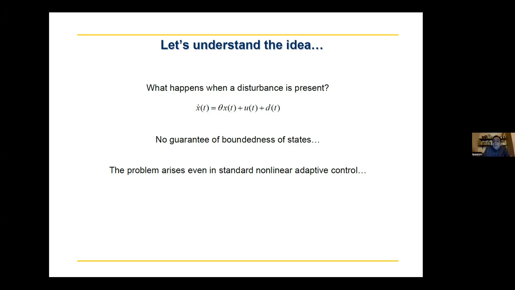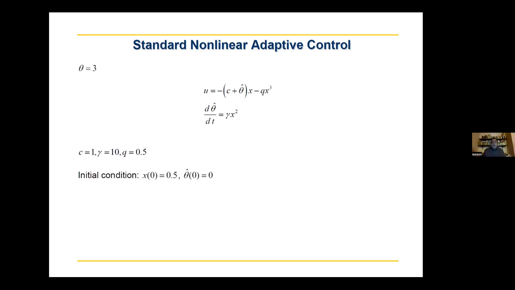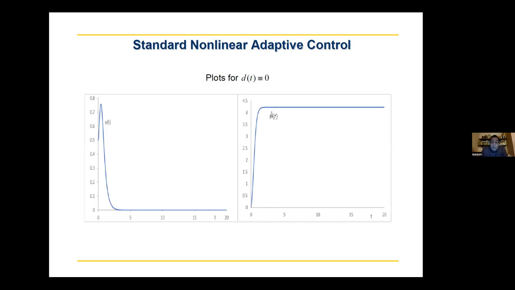Let's see what happens in standard nonlinear adaptive control. This is an adaptive controller which is designed by using methodologies in the book by Krstic, Kokotovic, and Kanellakopoulos. We assume here that the parameter theta is equal to 3. And you can see here the feedback law and the update law. Let us see what happens for this adaptive controller. The adaptive controller works very nicely when you have no disturbance. You can see that the parameter estimate does not converge to the actual value of the parameter theta. Remember, theta is equal to 3. But we achieve perfect regulation of the state. So the controller works perfectly when there is no disturbance.